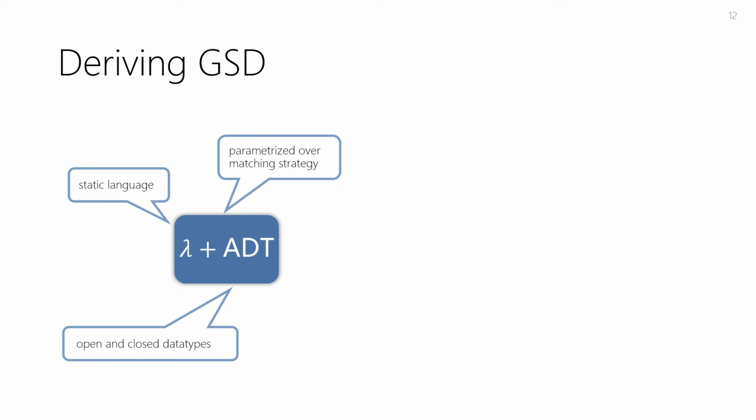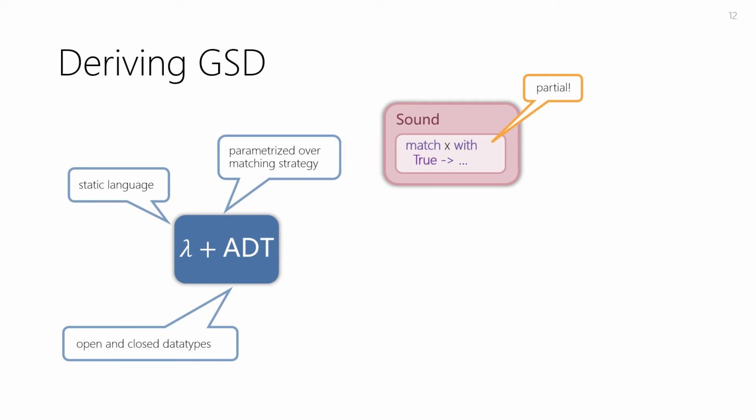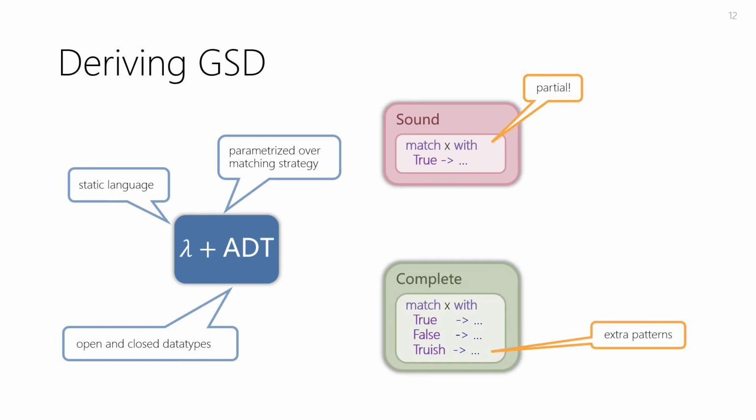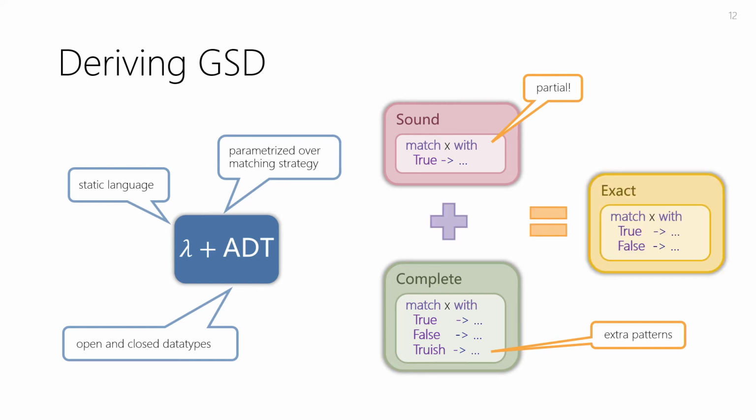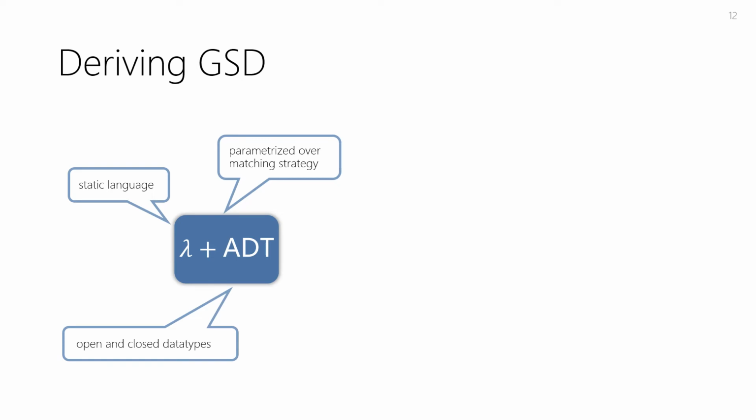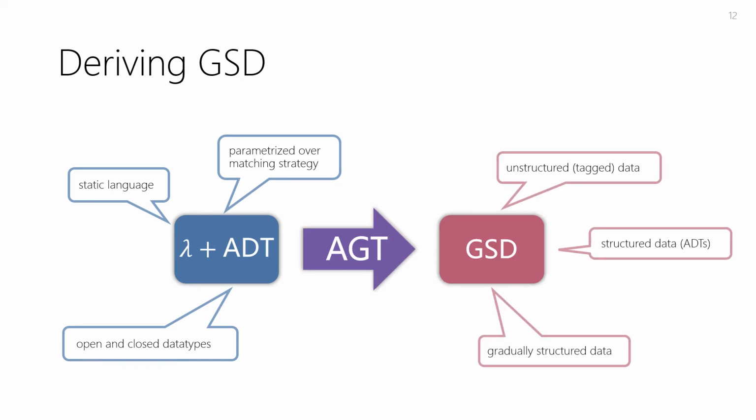We identified three possible meanings found in the literature. In sound matches, every pattern must correspond to a constructor of the type of the discriminant. In complete matches, every constructor of the type of the discriminant must be accounted for, but superfluous patterns may be present. And exact matches are both sound and complete matches. We derive GSD using the AGT methodology, producing a language that supports a broad spectrum between unstructured and structured data.